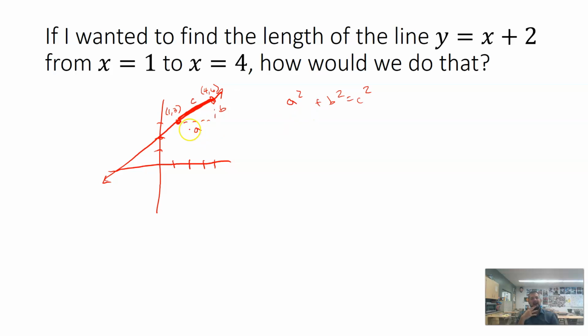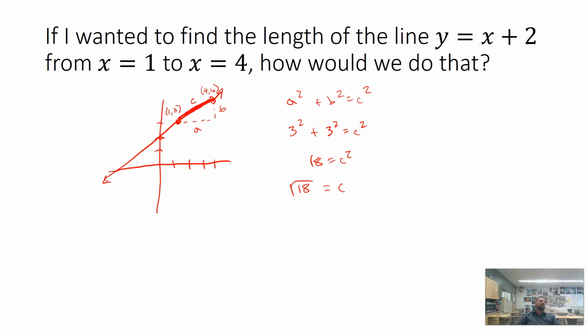For a, what I'm really looking for is how much the x values have changed by from x equals 1 to x equals 4. So that would be 3, and I would square that, plus, if I'm looking for b here, that's how much the y values change by on that same interval. So I would have 3 squared there as well, then I'd have c squared. And from there, you just found that the length of that particular segment of the line that we were looking for was the square root of 18.